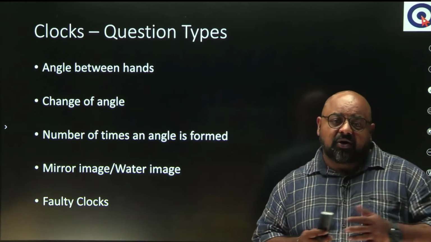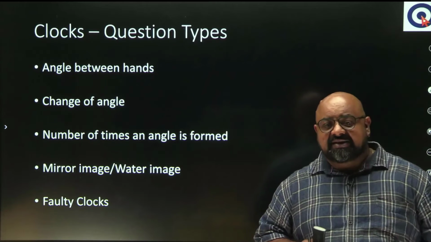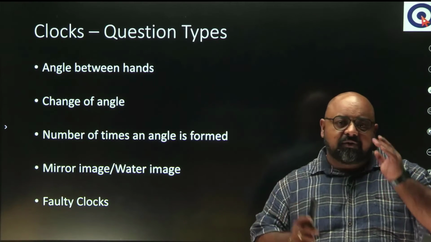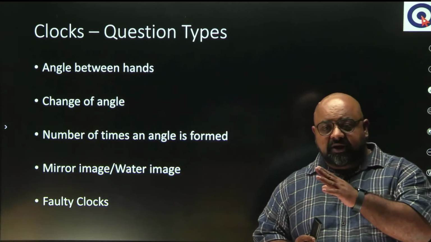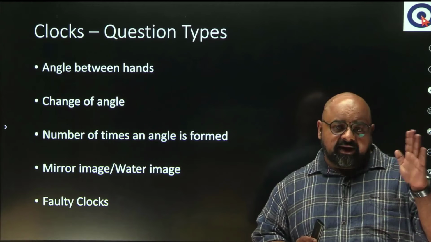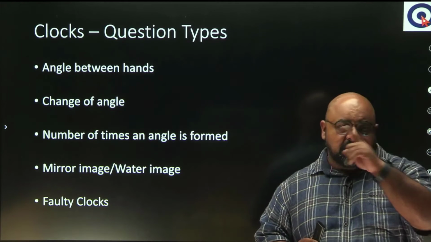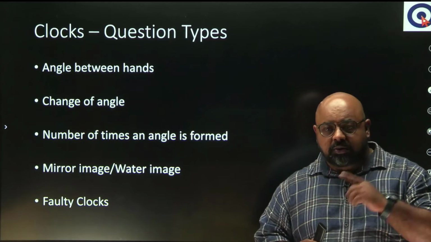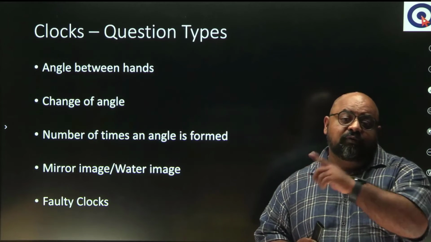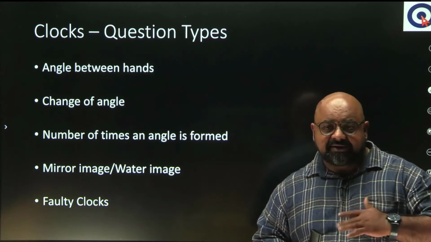So when I say a clock gains 2 minutes every hour, what I am saying is, if the faulty clock and the actual clock are set right at 12 o'clock, the faulty clock will be 2 minutes ahead every hour. So when the actual clock shows time as 1 o'clock, the faulty clock will show 1:02. When the actual clock shows 2, the faulty clock will show 2:04 and so on. Right? That is how the faulty clock will work.